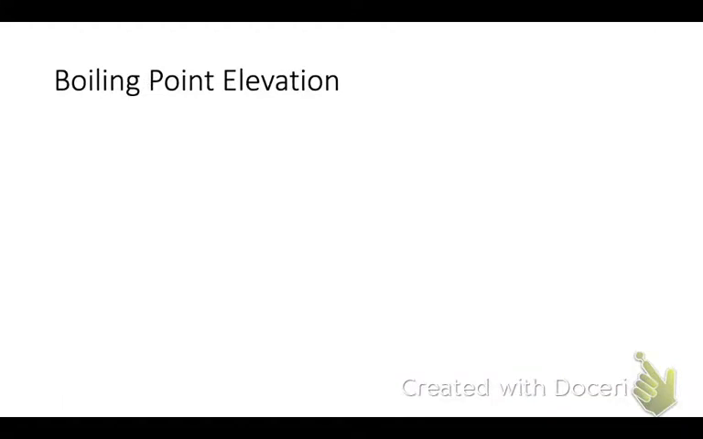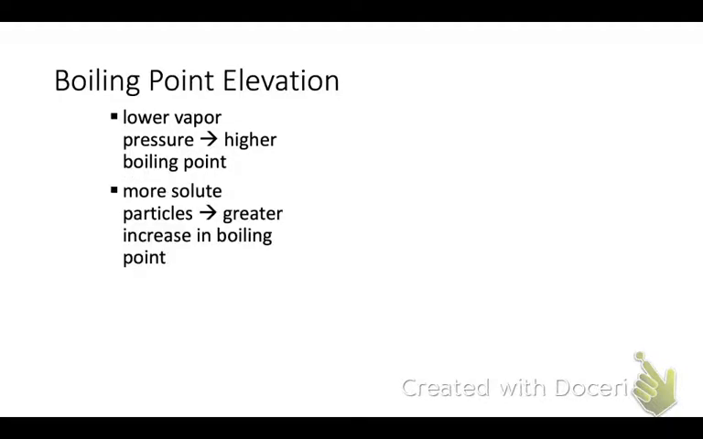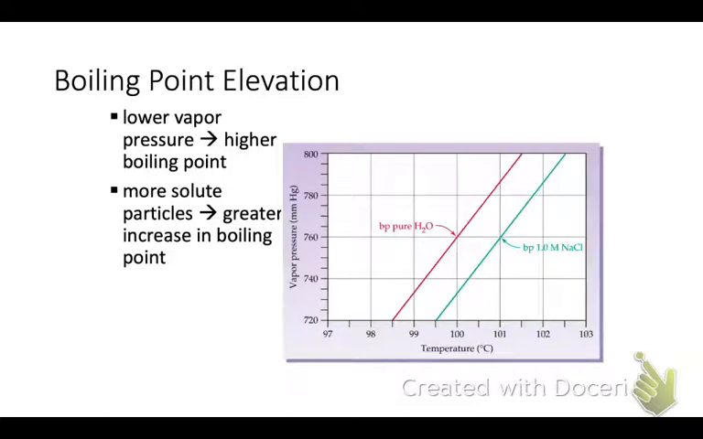The next colligative property is called boiling point elevation. So now this is different. It means more particles, more elevation in the boiling point. So that has to do with the vapor pressure, because the lower the vapor pressure, the more you need to heat the solution so that the vapor pressure will equal the outside pressure for the solution to boil. So more solute, greater increase in boiling point.